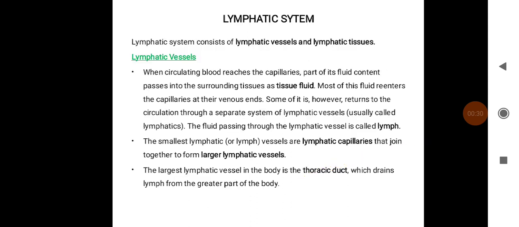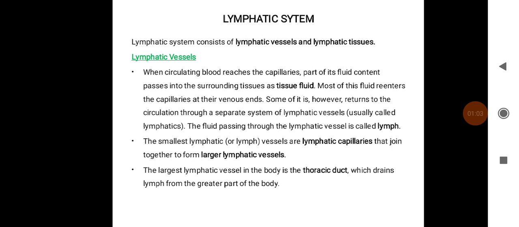Lymphatic system. Lymphatic system consists of lymphatic vessels and lymphatic tissues. When circulating blood reaches the capillaries, part of its fluid content passes into surrounding tissue, which is called as tissue fluid. Most of this fluid re-enters the capillaries at their venous ends. Some of it, however, returns to the circulation through a separate system of lymphatic vessels, which are called as lymphatics. The fluid passing through the lymphatic vessels is called as lymph.